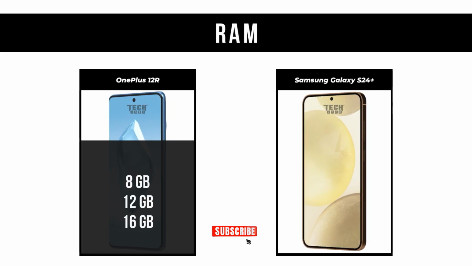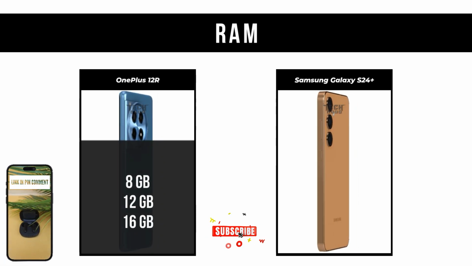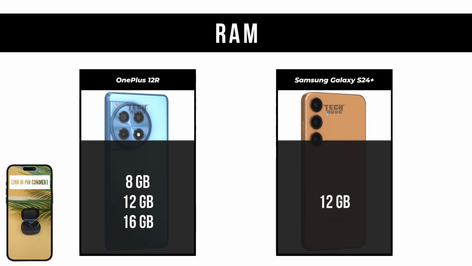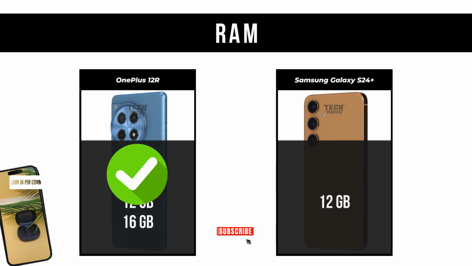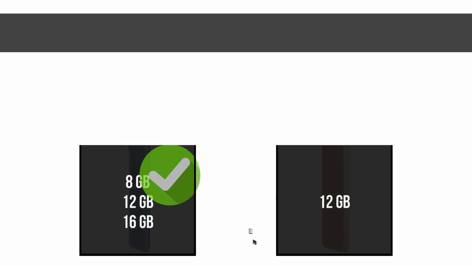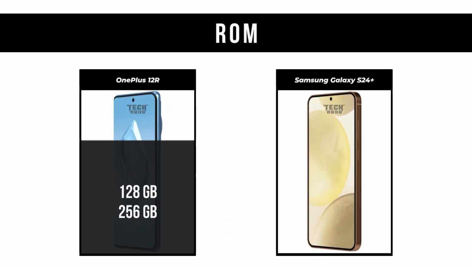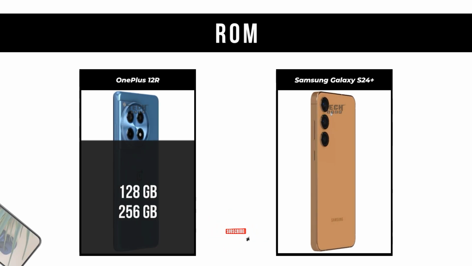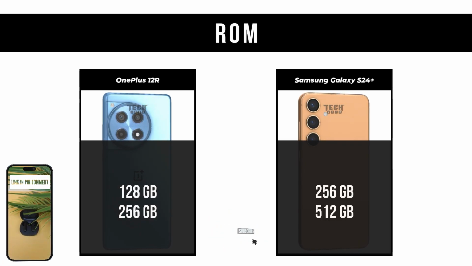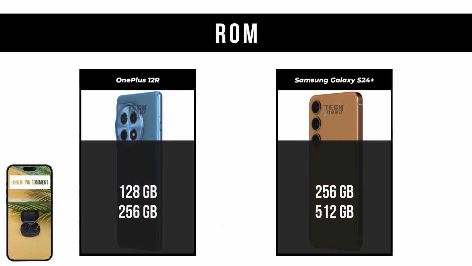RAM. OnePlus 12R is 8GB, 12GB, and 16GB. Samsung Galaxy S24 Plus is 12GB. ROM. OnePlus 12R is 128GB and 256GB. Samsung Galaxy S24 Plus is 256GB and 512GB.